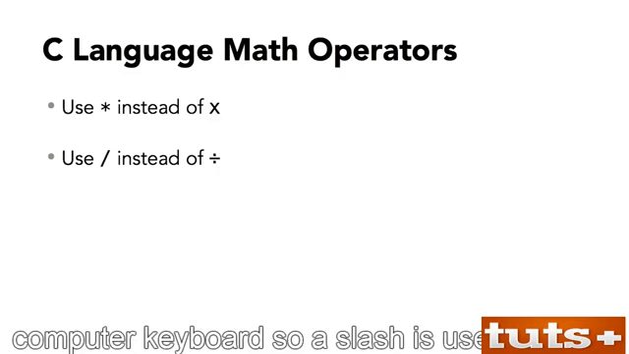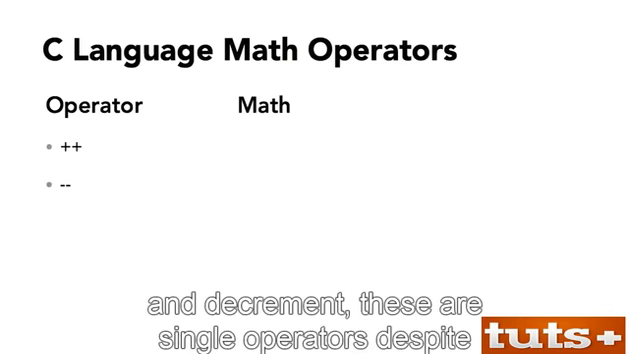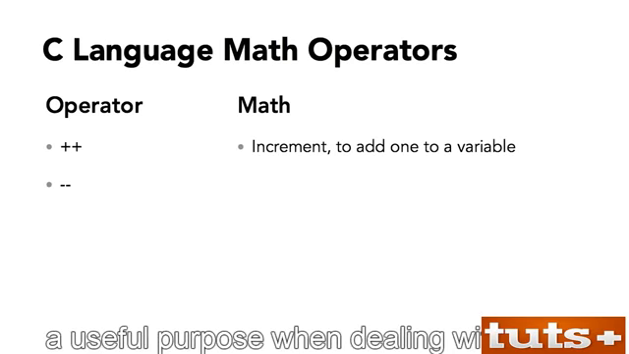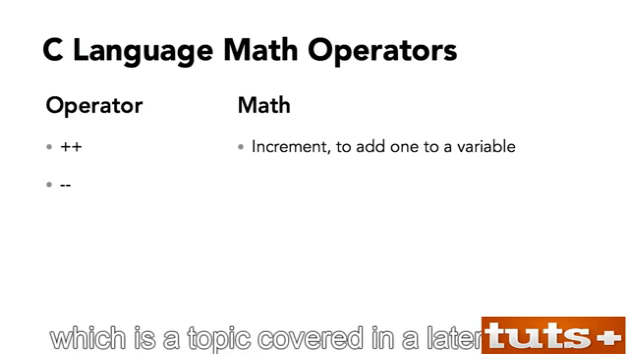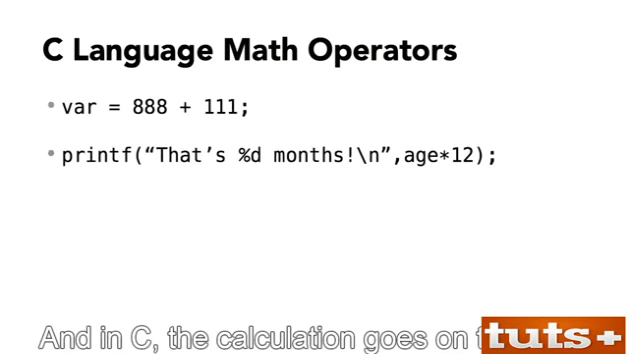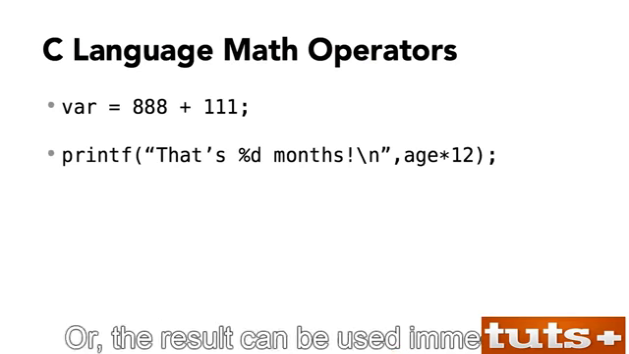Two additional operators are increment and decrement. These are single operators despite using two characters. These operators serve a useful purpose when dealing with loops, which is a topic covered in a later movie. And in C, the calculation goes on the right. The result is then assigned to a variable on the left, or the result can be used immediately, as in the printf function shown here.